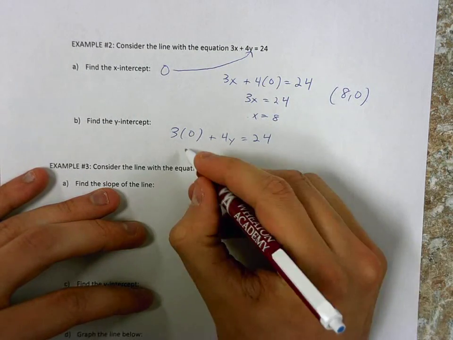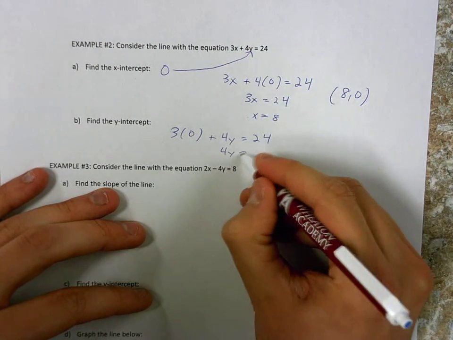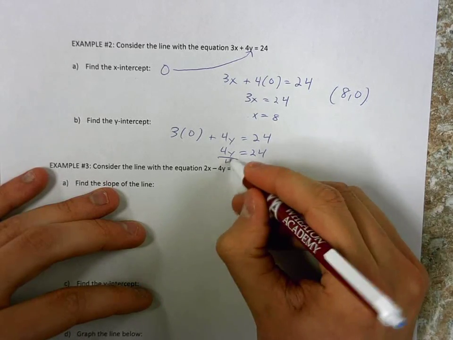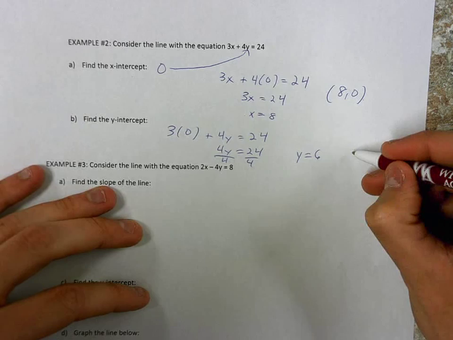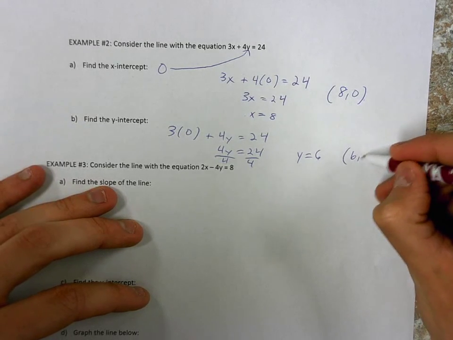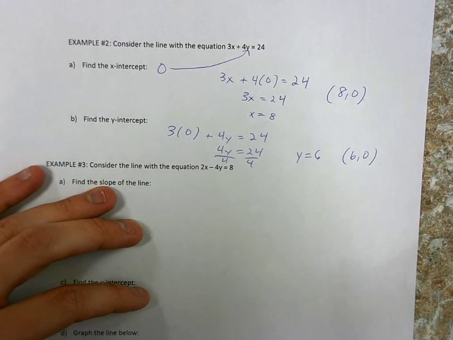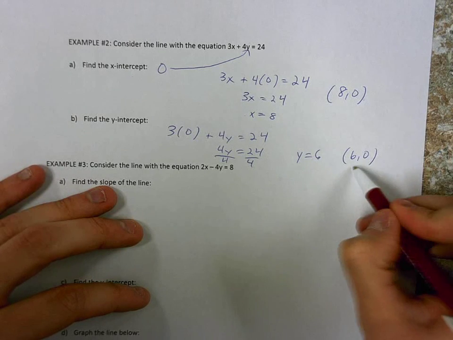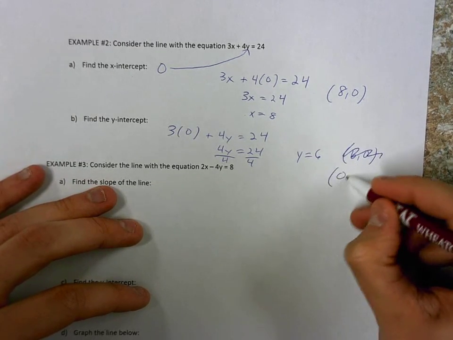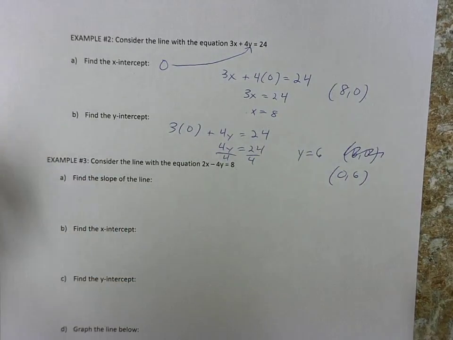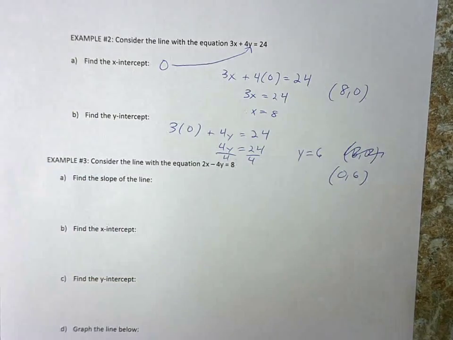3 times 0 is 0, so it's 4y equals 24. Divide both sides by 4, and y equals 6, but we have to write it as a point, so that would be 6, 0. Just kidding. If you thought that was right, then you're falling asleep. Okay, y is 6, so this is 0, 6. Be careful. Make sure you put them in the right spot, because I will be looking for them.